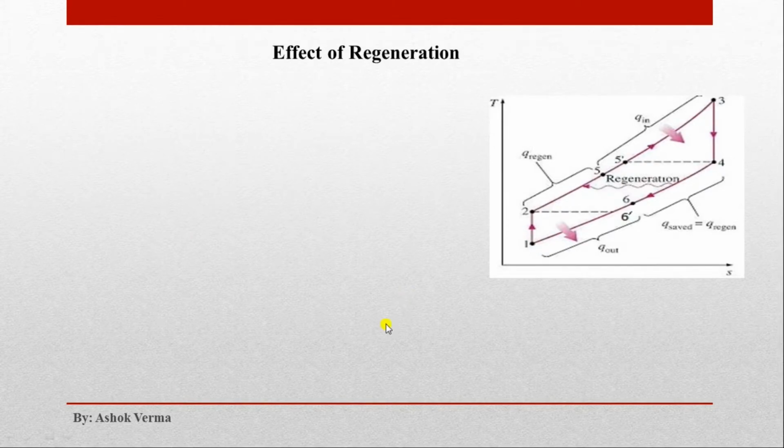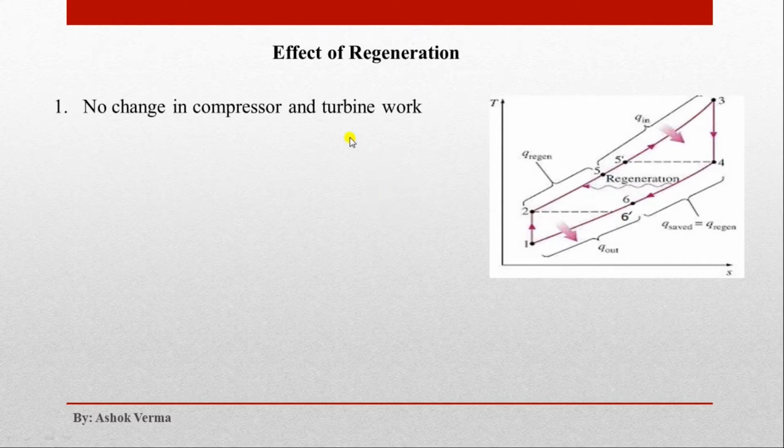Effect of the regeneration. No change in compressor and turbine work. There is no change in the compression work and turbine work. And the net work output remains the same because compressor work and turbine work remain the same. So the net work output will remain the same.